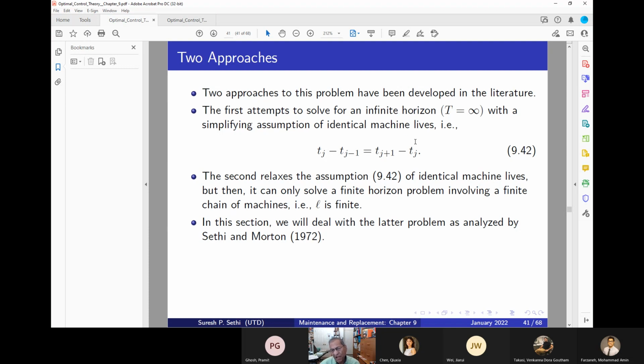But the problem that I always had there is that this assumption, which is made in the literature, is not really a very good assumption. Because machine technology is changing. And if it's changing, how can you say every machine has to be kept the same amount of time?